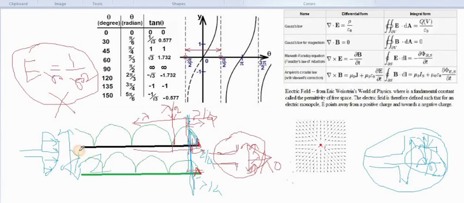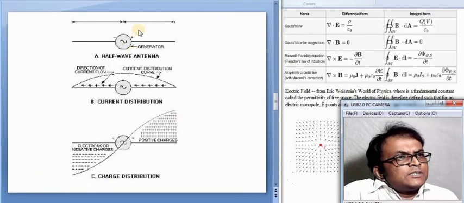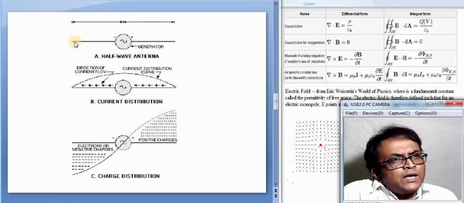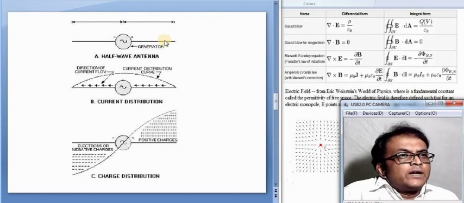If I divide it into 1, 2, 3, 4, 5, that is 5 parts, one part will be 1 by 5, so one part becomes lambda by 10. So it is a summation of lambda by 10 small antennas: one lambda by 10, another lambda by 10, and so on. So here also it is basically a summation of small dipole antennas making a lambda by 2 antenna.